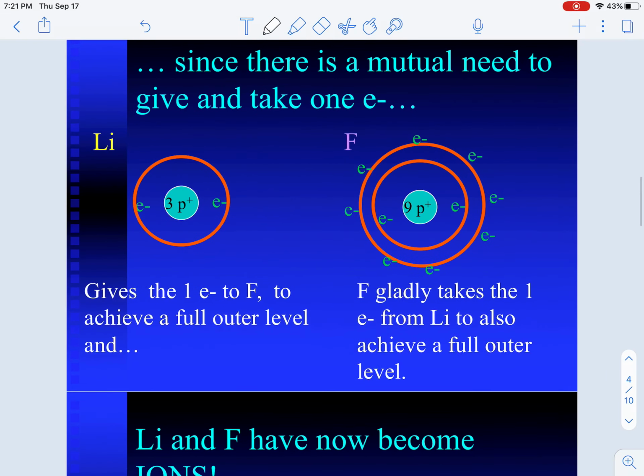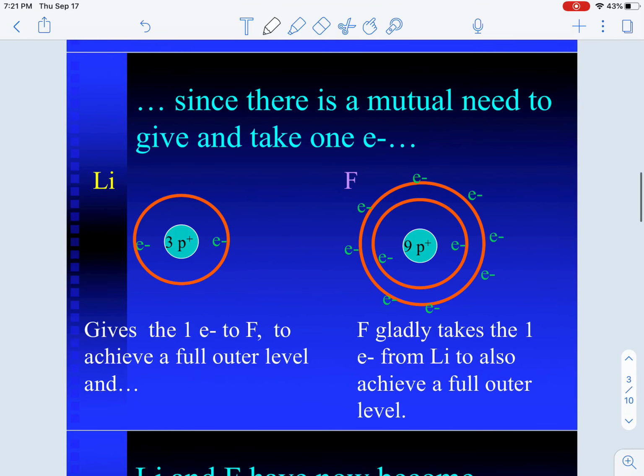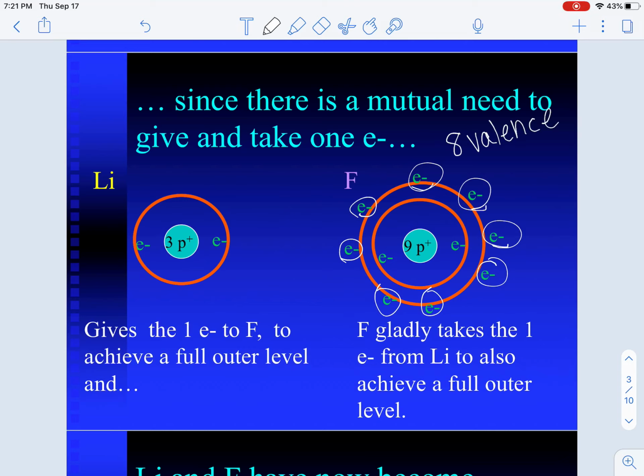So if you look here in the next visual, you see now lithium has lost this outer energy level. It has a duet because that first energy level, remember, can only hold a maximum of 2. And now if we count fluorine's, 1, 2, 3, 4, 5, 6, 7, 8 valence electrons, fluorine now has its full octet and it's stable.